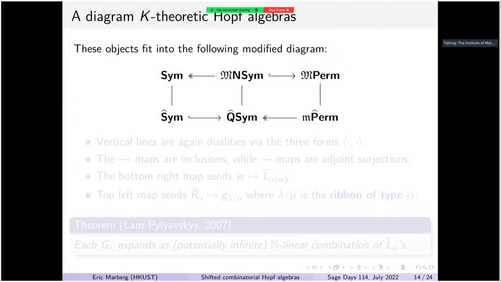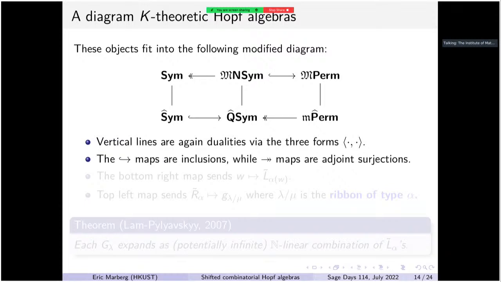OK, so these objects now fit into this modified diagram. These guys are the same. This is the same as before, but this is this other algebra or other subalgebra of this here, and we have these two new K-theoretic algebras of multi-permutations. Again, with dualities and inclusions and adjoint surjections.